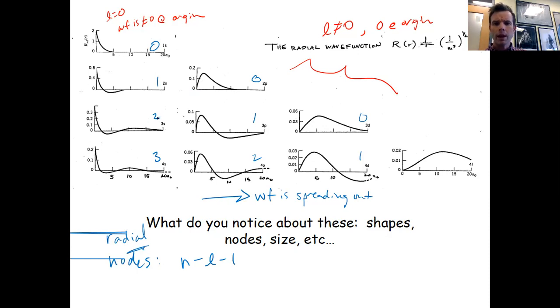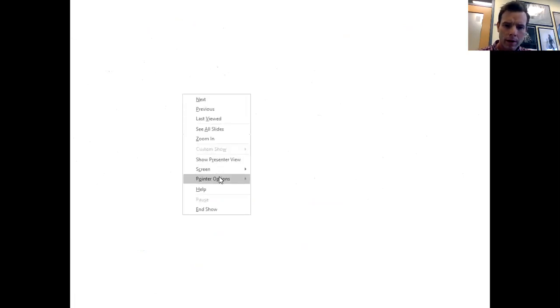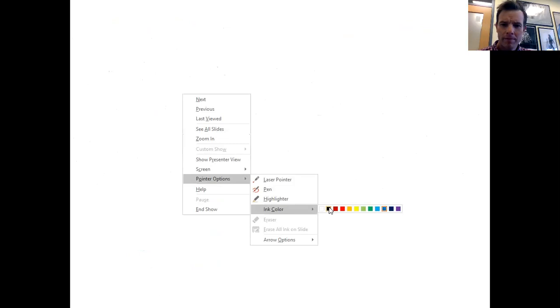Now, you should be able to impress your friends at the next, I would say party, but we don't have parties anymore. We have COVID-safe gatherings. So at your next COVID-safe gathering, I'm sure someone will ask you to sketch a radial wave function. So how do you do that?